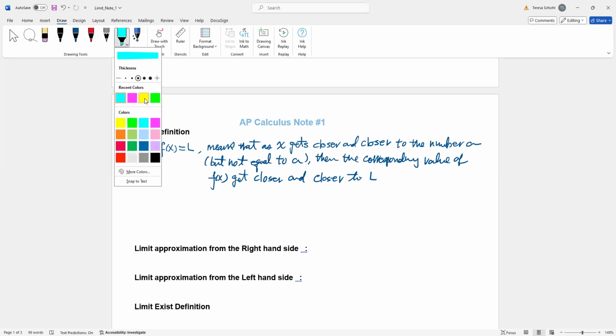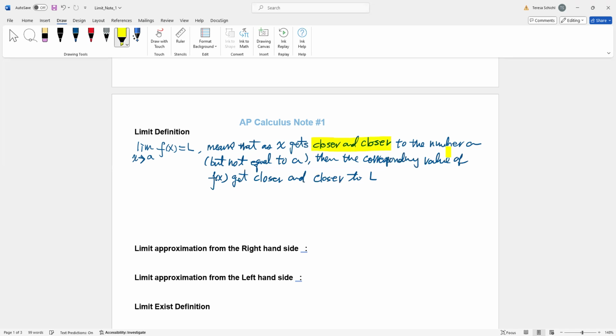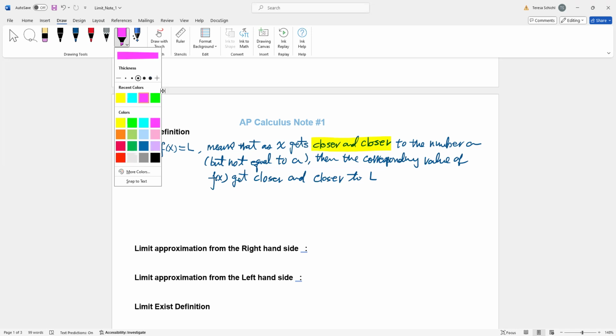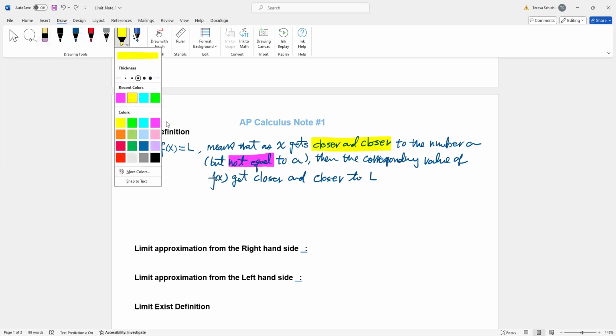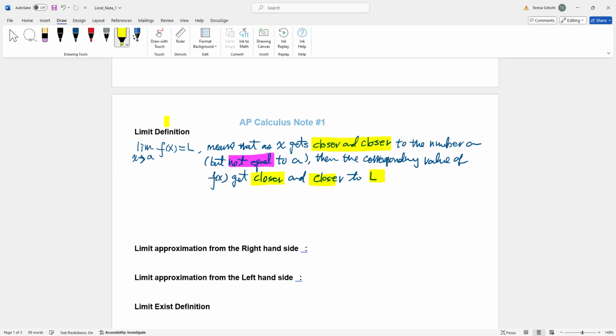So the keyword here is when x is getting closer and closer. That means I'm getting closer and closer to this number, but it does not equal it. It's not equal to, it's just very, very close. And then my function value is getting closer and closer to L.